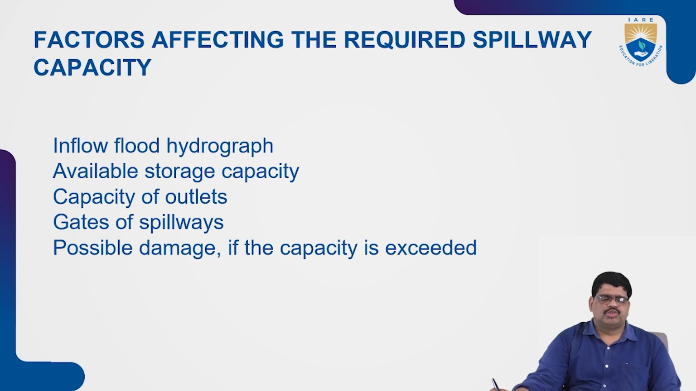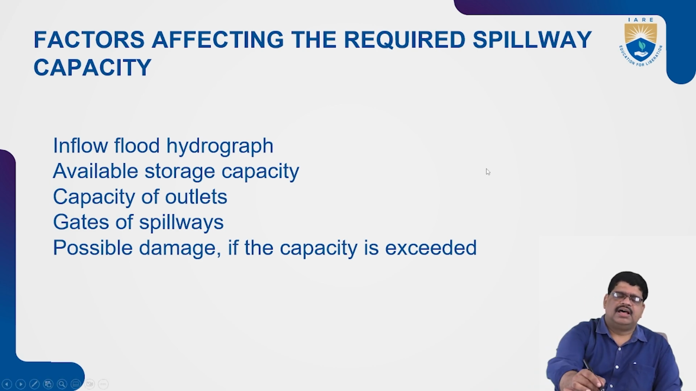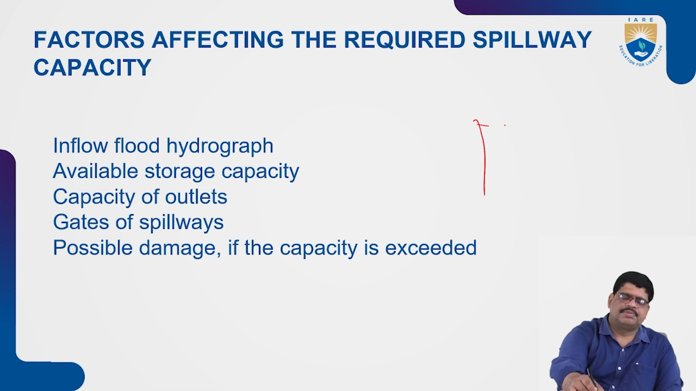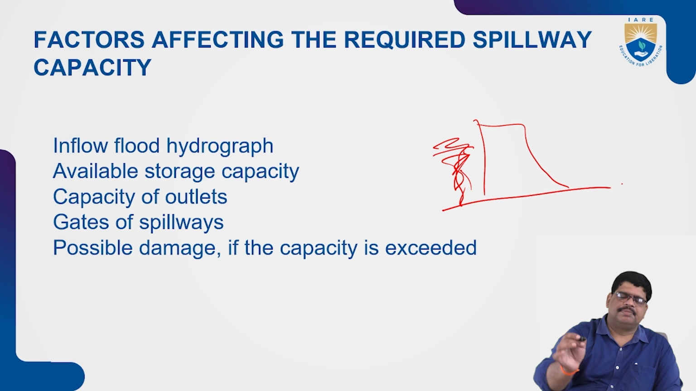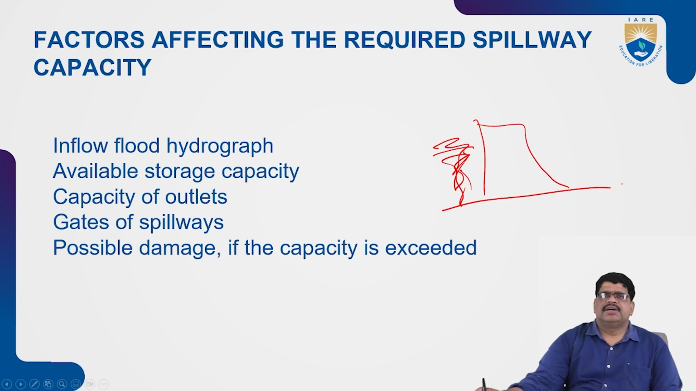The available storage capacity is how much the dam can store, how much capacity is available on the upstream side of the dam, the storage capacity of a particular dam. So the next, capacity of the outlets.